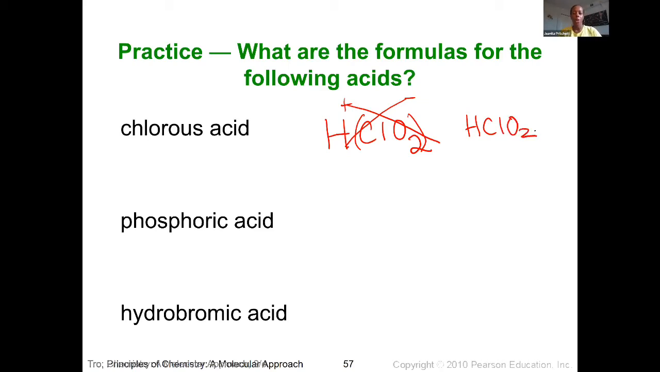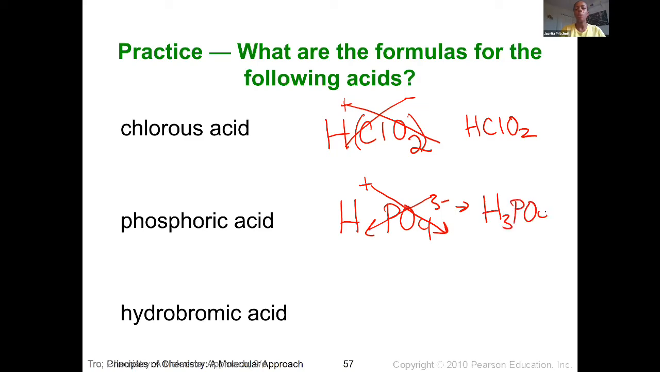All right, phosphoric acid. Again, no hydro present, so that means there's a polyatomic ion. Phosphoric means that phosphate is present, so PO4 with a 3 negative charge. Hydrogen, again, because it's an acid, positive charge, crisscross, and we end up with H3PO4.